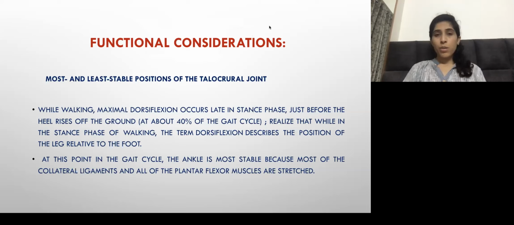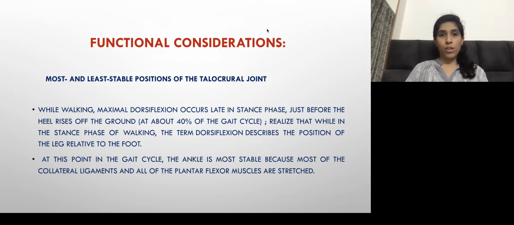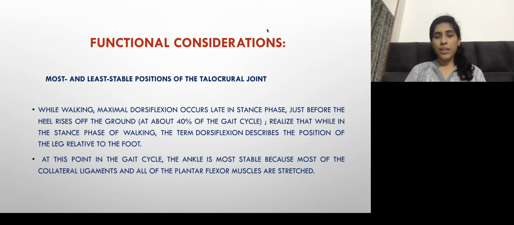So in this, we'll see the most stable and least stable positions of the talocrural joint. While walking, the normal dorsiflexion and plantar flexion motion is occurring, right? Especially during the last phase of the stance phase, or the last period which is included in the stance phase.